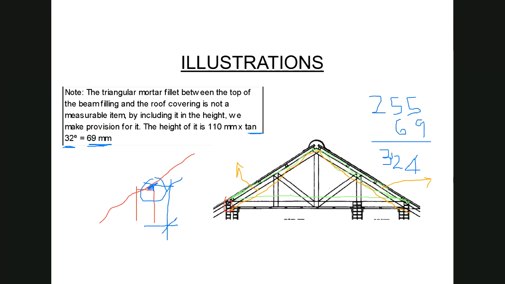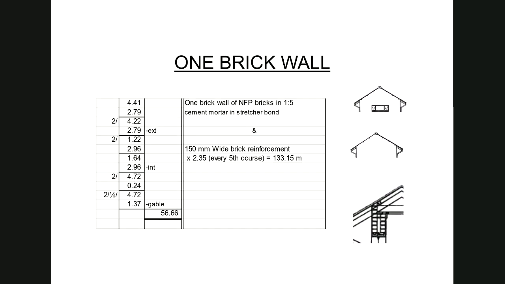Okay, so when we are measuring the gable wall that then covers the end of the roof, we need to do 2 measures. We need to do the flat part that is as high as the beam filling, and then we do the triangle on top of it. Okay, so if we just go back to the measure, here we are. So you can see these triangles.